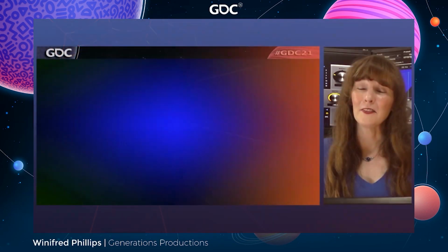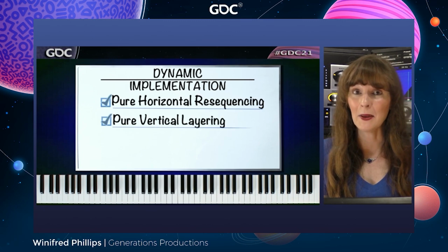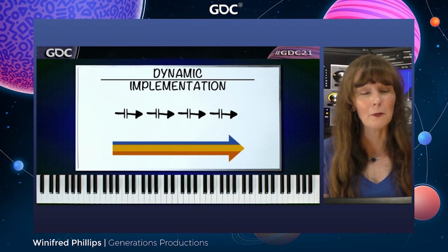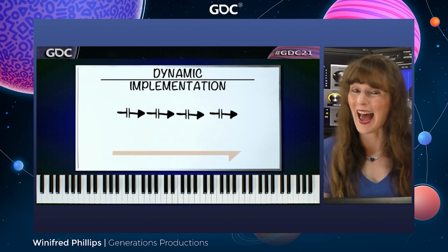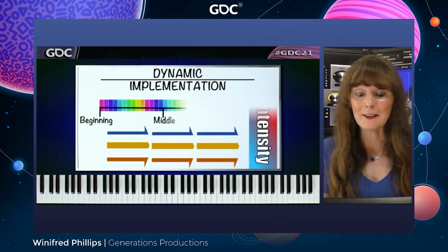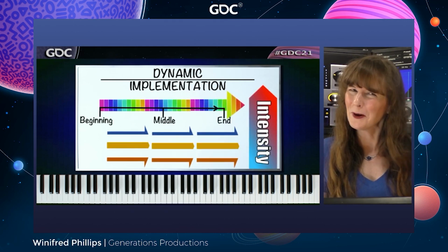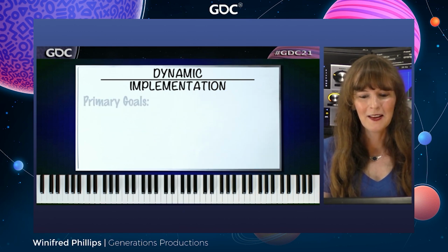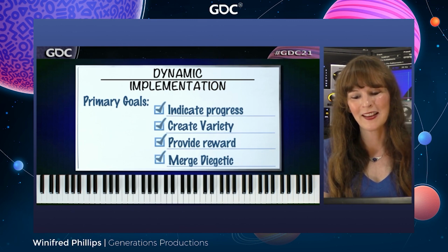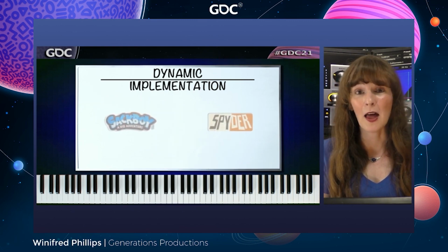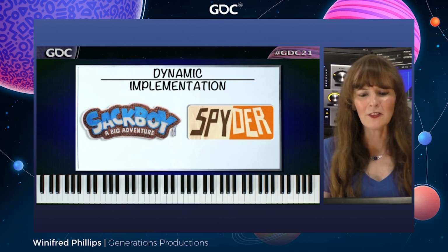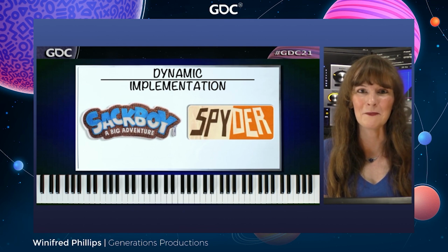So now we've discussed 4 distinct forms of dynamic music implementation. We've reviewed the structural mechanics of both horizontal resequencing and vertical layering. And we've taken a look at how these very different interactive techniques can be merged into hybrid forms. We've also examined some of the goals of dynamic music implementation. By working with Sumo Digital on both Sackboy: A Big Adventure and Spyder at the same time, I had the chance to see how versatile dynamic music can be.